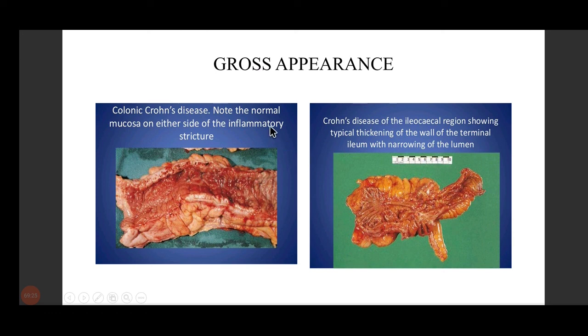Gross appearance of colonic Crohn's disease: normal mucosa on either side of inflammatory strictures. So this is your stricture, and the ileocecal region showing typical thickening of the wall with narrowing of the rim. So here there is a little narrowing of the rim, okay? And transmural involvement is there, and this is showing a stricture.